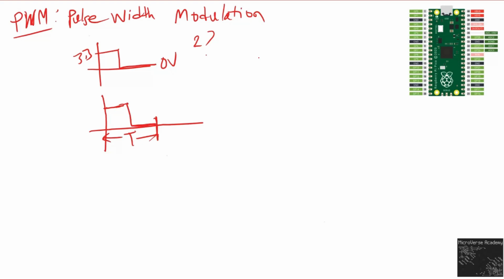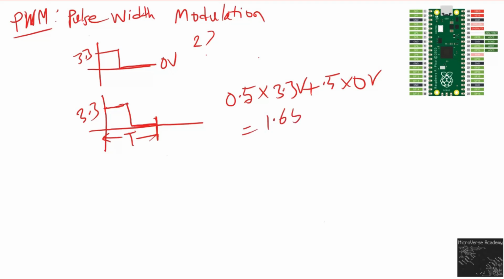If we do this, then the output will be like this, because we turn it off for 50% of the time. Let's say this is the 3.3 volts, so it is turned on for 50% of the time and turned off for another 50% of the time. Because the off state is 0 volt, and the on state is 3.3 volt, with a fraction of 0.5, the voltage will be 1.65 volt in this case.